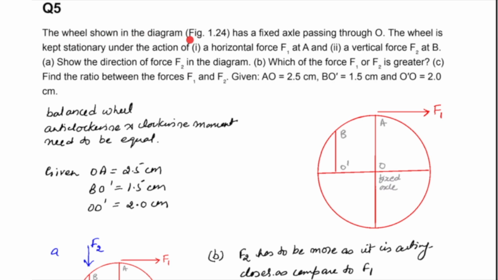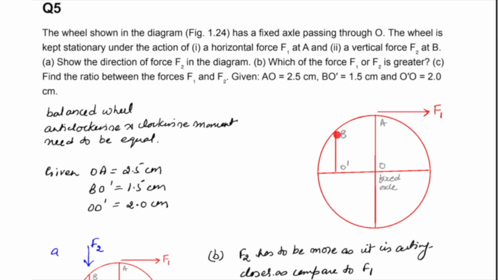The wheel shown in the diagram has a fixed axle passing through O. So this is the O. It's fixed, this part will not move. The wheel is kept stationary under the action of a horizontal force F1 at A. This point is A, and two, a vertical force F2 at B. But F2 is not given in this diagram, like which direction it is. A, show the direction of F2 in the diagram.